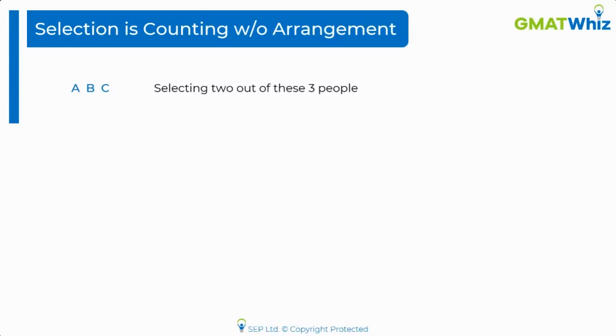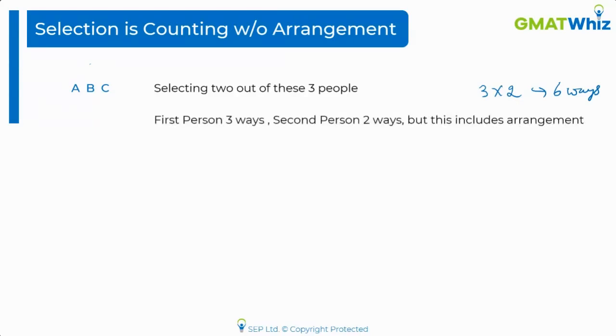Now, if I go by counting, I can say that the first person can be selected in 3 ways because I have 3 options, A, B, C. And then I can select the second person in 2 ways. So some of you might think that there are 6 ways of selecting 2 people out of 3 people. But let's understand the difference here. When we select the first person in 3 ways and the second person in 2 ways, we are actually also considering their arrangement.